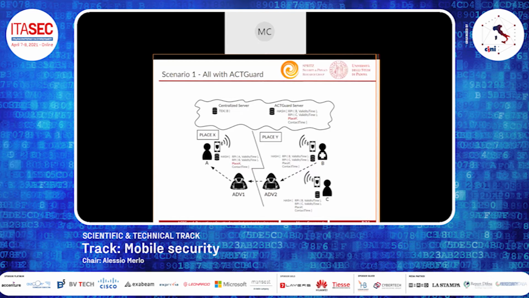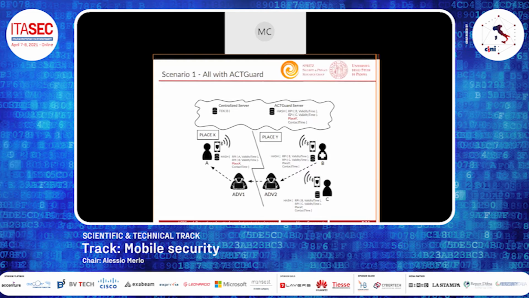But this time, B has ACTGuard, so it calculates the hash of his encounter with C. So we have the hash with the RPI of B, of C, the place epsilon, and the current time of the contact. And the same is valid for C. So they store the same value. A, who is the victim of the relay attack, this time memorized the hash with place X as part of the hash.